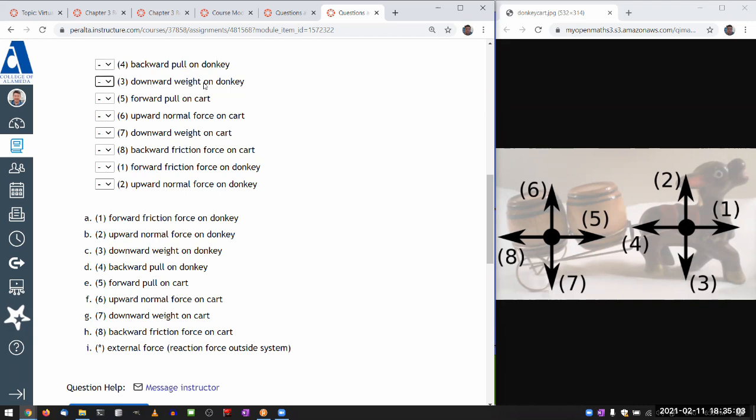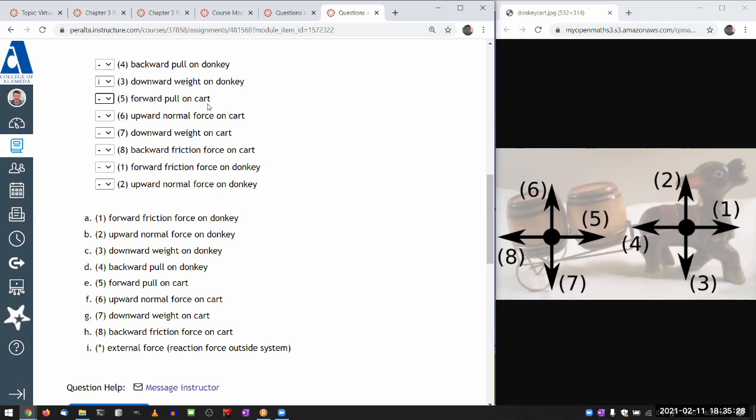The downward weight on donkey. So that's number 3 here. Again, I'm thinking of what is exerting that force. Weight is a gravitational force, and if it's gravity, it should be Earth that's exerting the force. Earth is not part of my system, so it's an external force. Let me just label that as an external force.